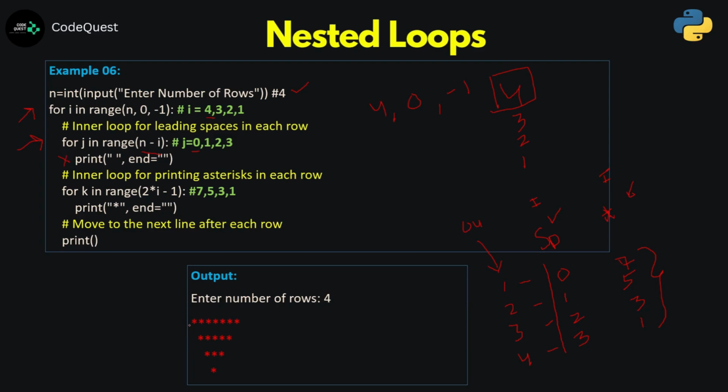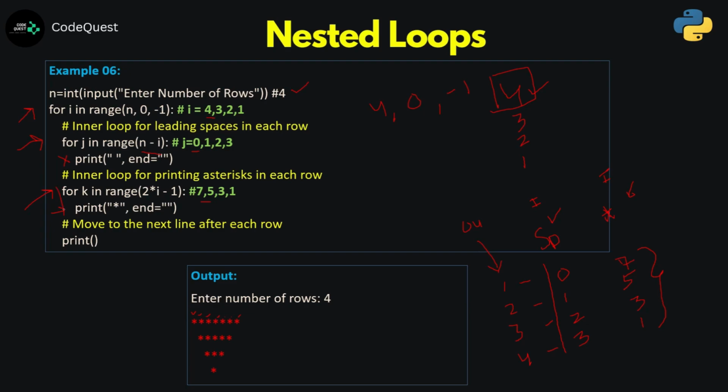So no spaces printed. Now when we check this second inner loop, which is responsible for printing the asterisk, we have taken the I value, the I value is 4 here. So you can see the range function, 2 into I means 2 into 4, 8, 8 minus 1, that is 7. Okay, so we are going to get this range function executed 7 times starting from 0 to 6. And as a result of this, I'll be getting asterisk printed 7 times. That is what we have got here. 1, 2, 3, 4, 5, 6 and 7.